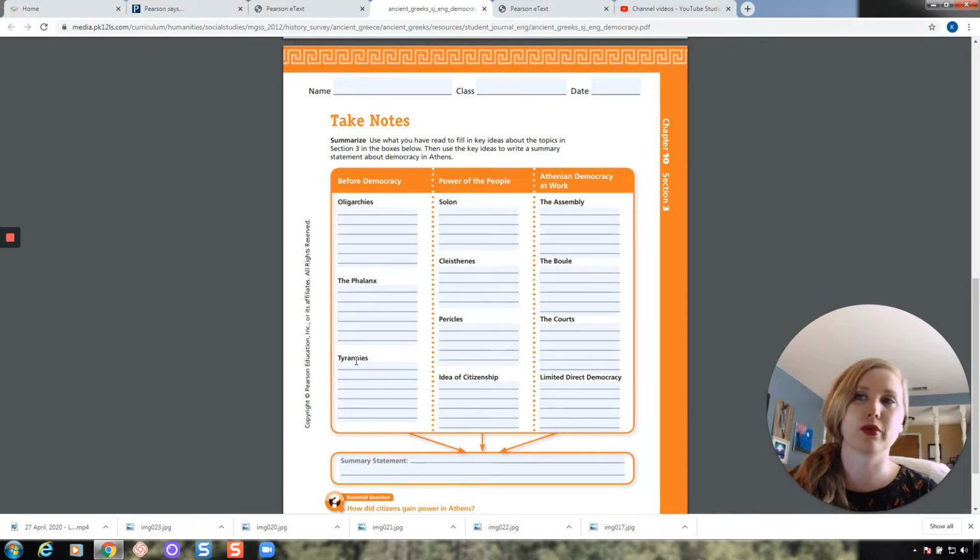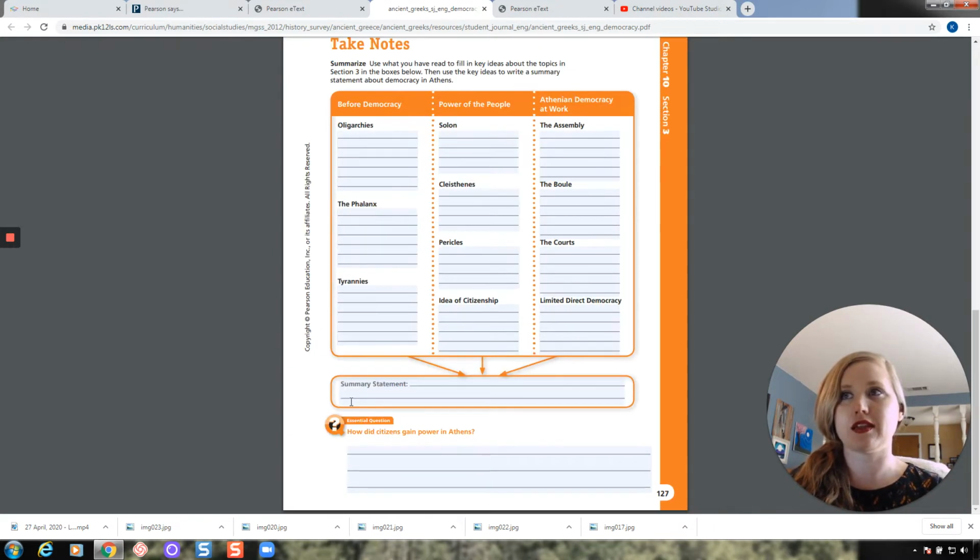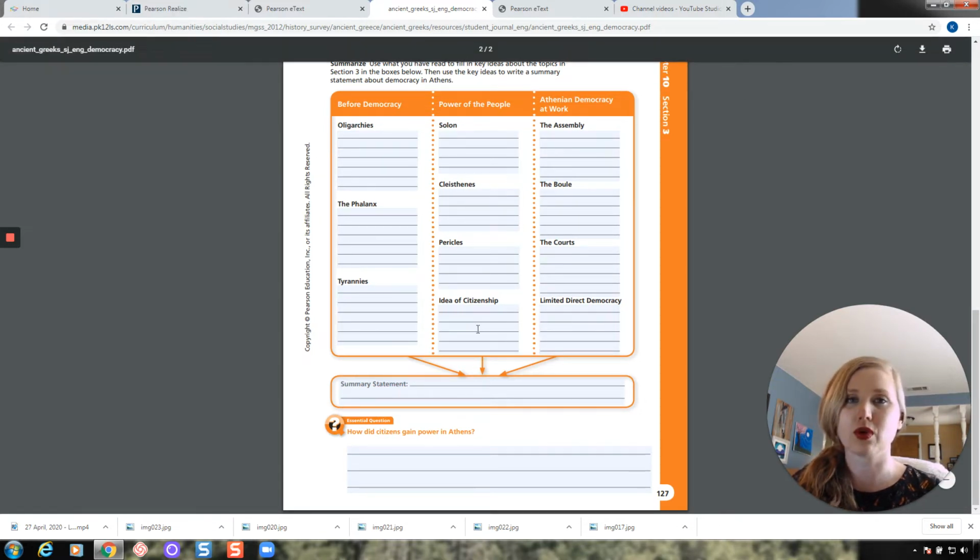Don't just go one by one. You're going to need to look at what it's talking about. But these are the main key ideas from Section 3, and just jot down a few notes on each one. And then at the end, after you've read through the whole section, you're going to summarize what this whole section is talking about in this summary statement. And then you'll answer this question: how did citizens gain power in Athens?